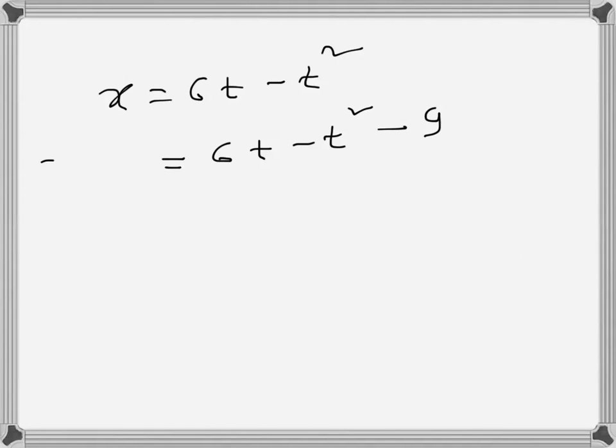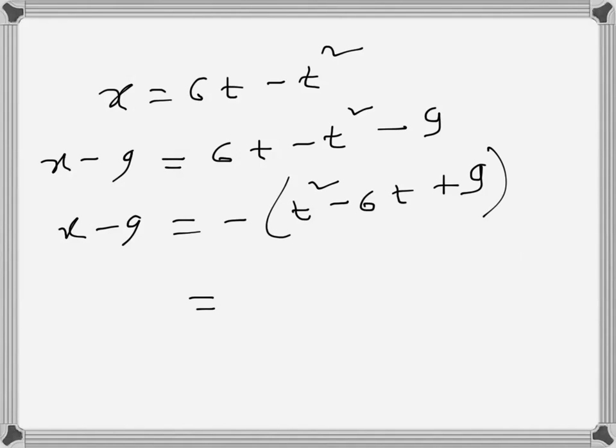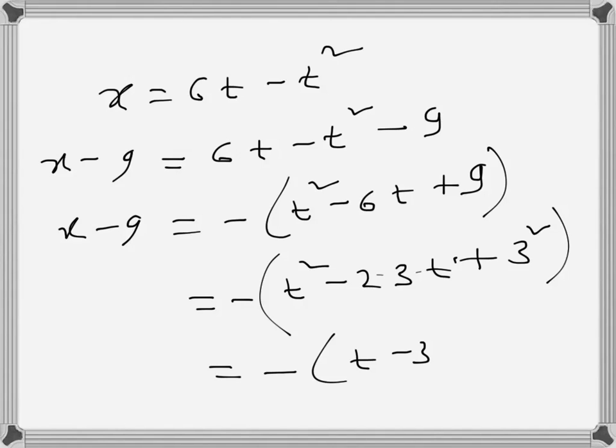Now we need to draw the graph of displacement and velocity. So let's rewrite the displacement. This is a parabola, so we need to complete the square actually. So let's do that. Let's add 9 there and 9 there. So this one becomes t² minus 6t plus 9, which is minus t² minus 2 into 3 into t plus 3², like that. So this is (t minus 3) whole squared, and this is x minus 9.